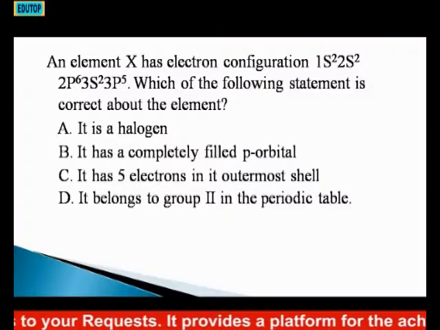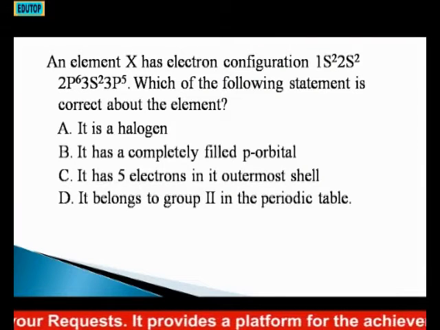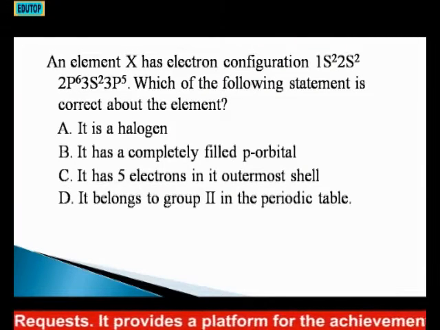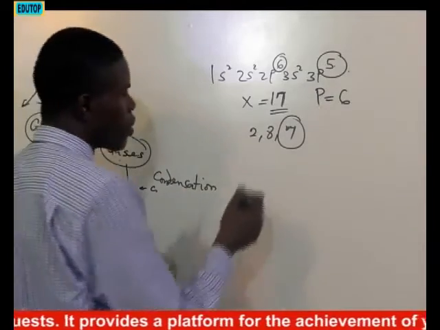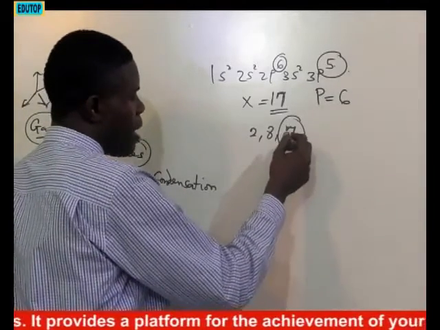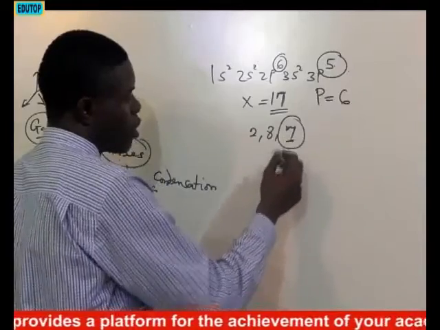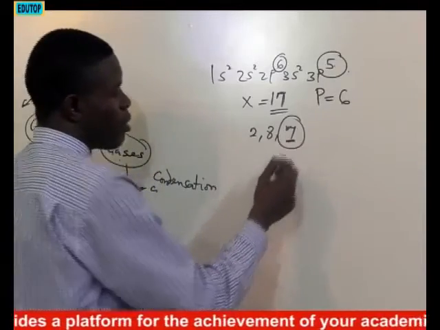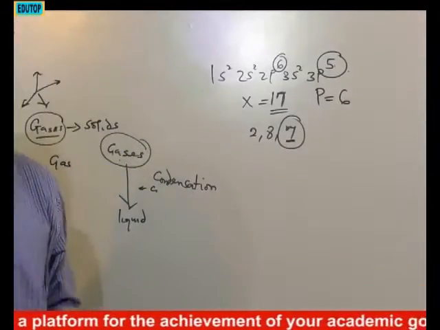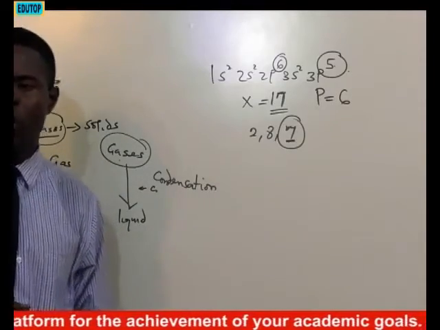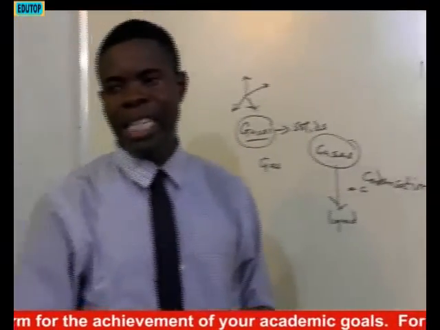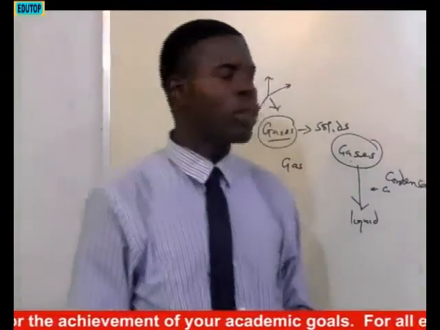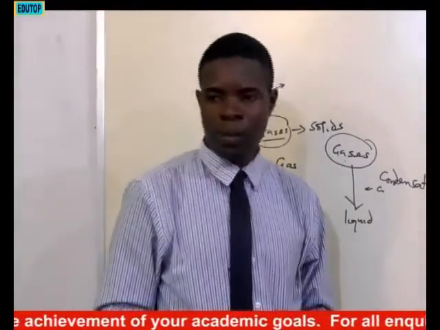So the option D, it belongs to group 2 in the periodic table. It can never belong to group 2 simply because elements are placed in groups based on the valence of the outermost electron. And since the outermost electron here is 7, it cannot be placed in group 2. So the answer to this question will be option A. It is a halogen. That is the only one that is correct.